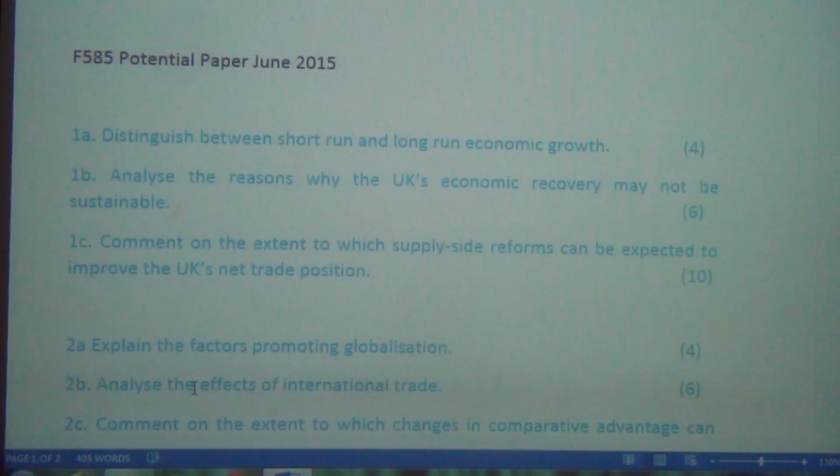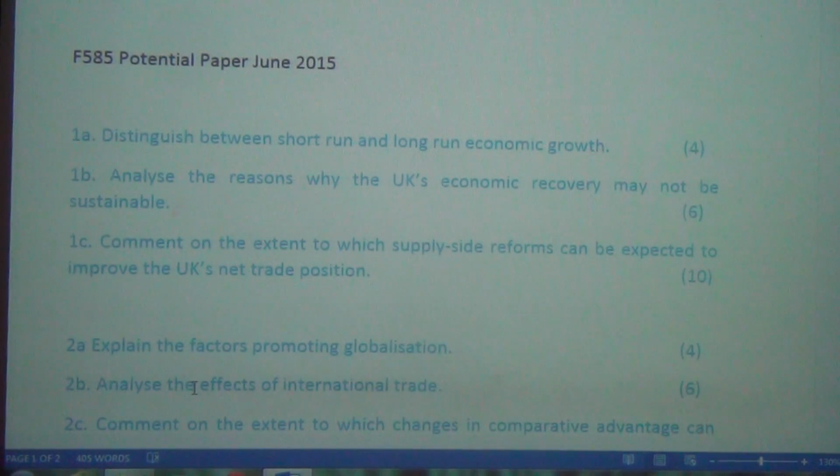I'd like to run through 4 potential exam papers for the F585 global economy. Give you a little bit of a flavour as to what you might expect in June 2015. Remember, the 11th, date for your diaries. So I've drawn these up in the same way with regard to the allocation of marks, the same way that you would expect to see the paper in the summer. So let's get into them.